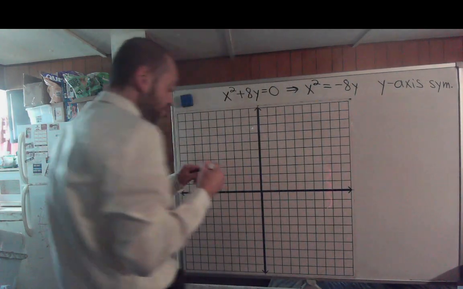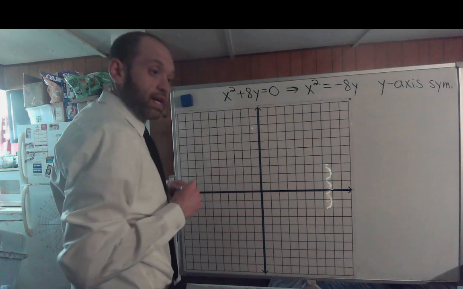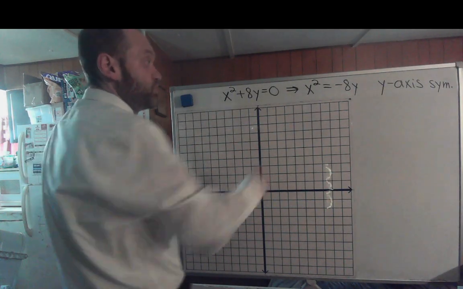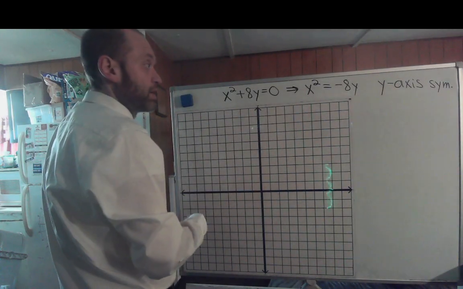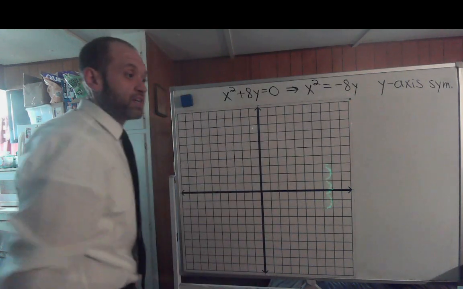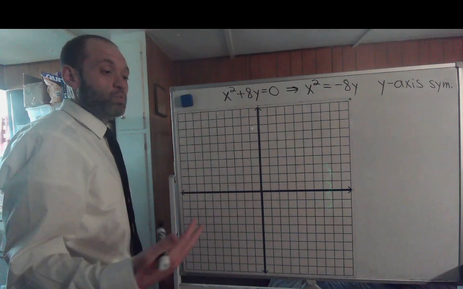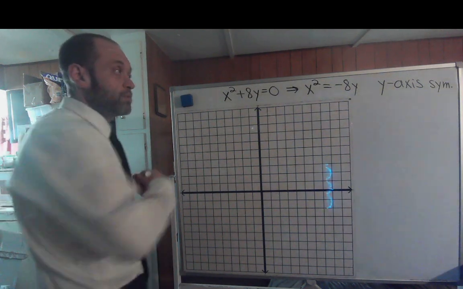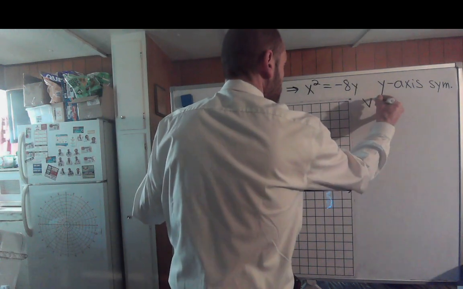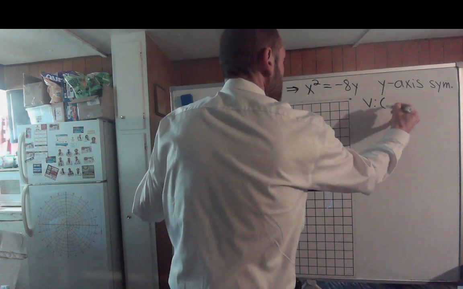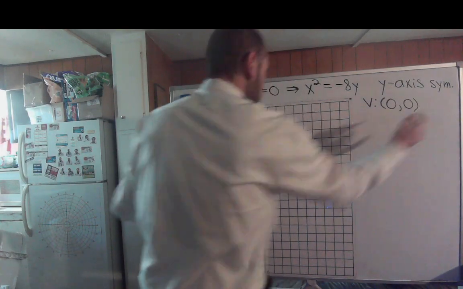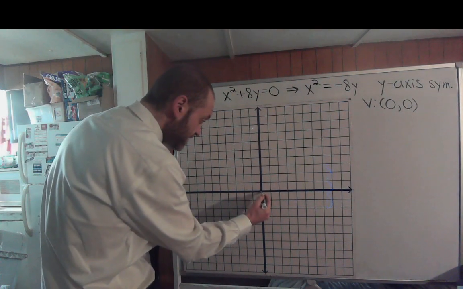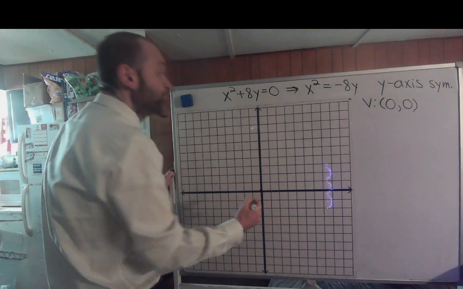Now, the next thing we need to go for is the vertex. Well, you just see x squared. You don't see x minus some number quantity squared. And with y, you just see a y. You don't see negative 8 times y plus or minus some number. So that means your vertex is at the origin. Alright, so we have the vertex at the origin. Let's go ahead and plot that vertex at the origin there.